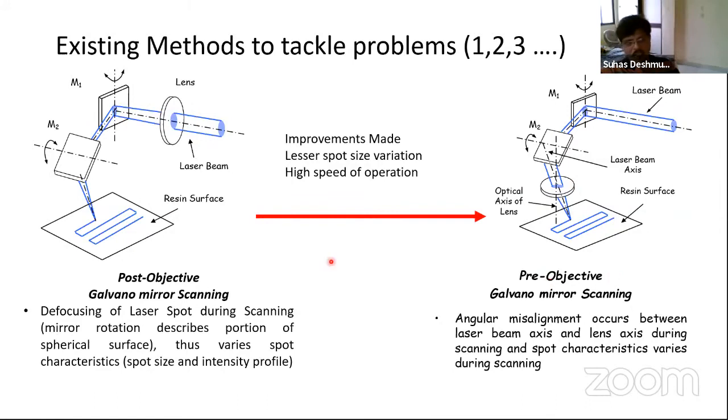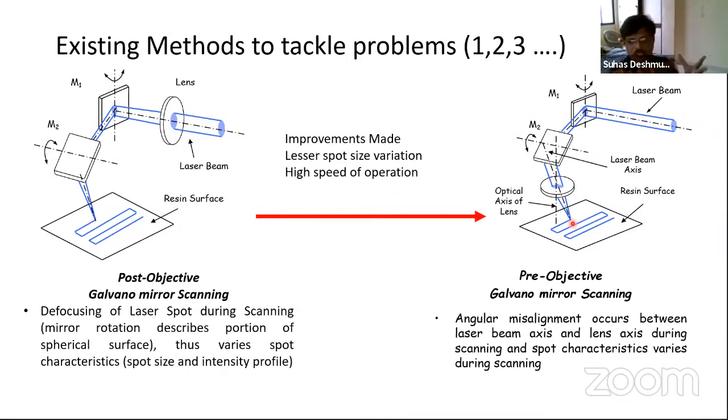That is what is called pre-objective scanning. This is post-objective, where the scanning is after the objective. Here it is pre-objective, where the scanning is done before the objective. But in this case, you can observe there is one axis, the lens axis, and another, the beam axis. It is continuously changing. It is not maintaining axial alignment between the optical axis of the lens and the laser beam axis. Due to that, there will be a distortion due to this angular misalignment.